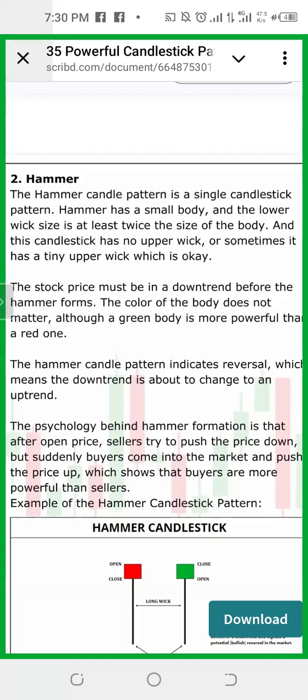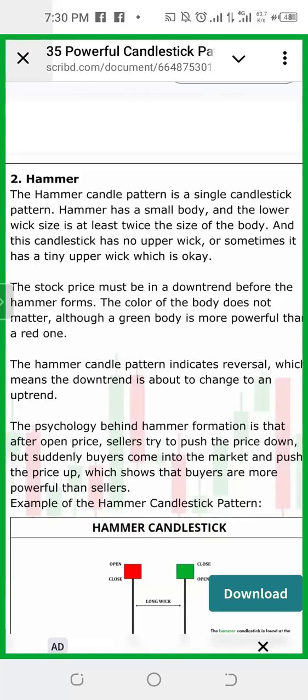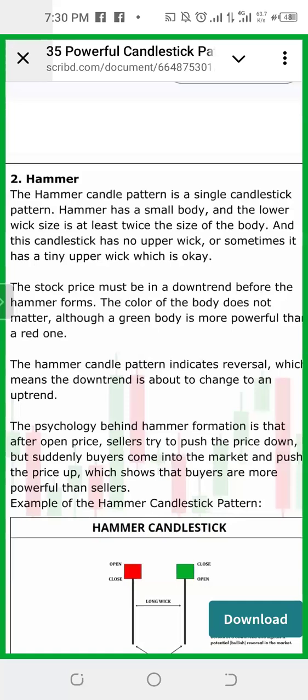The hammer candle pattern indicates reversal, which means the downtrend is about to change to an uptrend. That is the key word. The moment you see the hammer candle, it is telling you that the sellers are already tired. Then the buyers are about to enter to push the price up.